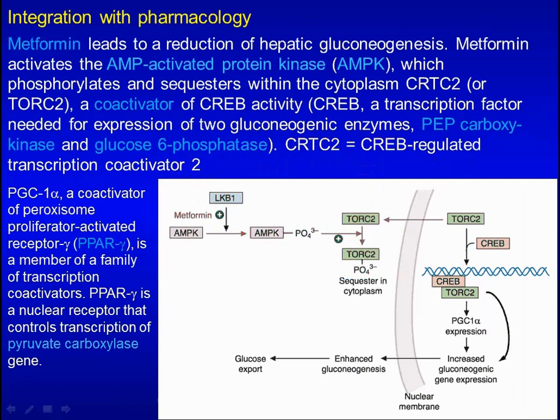Here is an integration with pharmacology. Metformin, an anti-diabetic drug, activates AMPK. AMPK then phosphorylates TORC2 and sequesters it in the cytoplasm. As a result, transcription of glucogenic genes is inhibited.